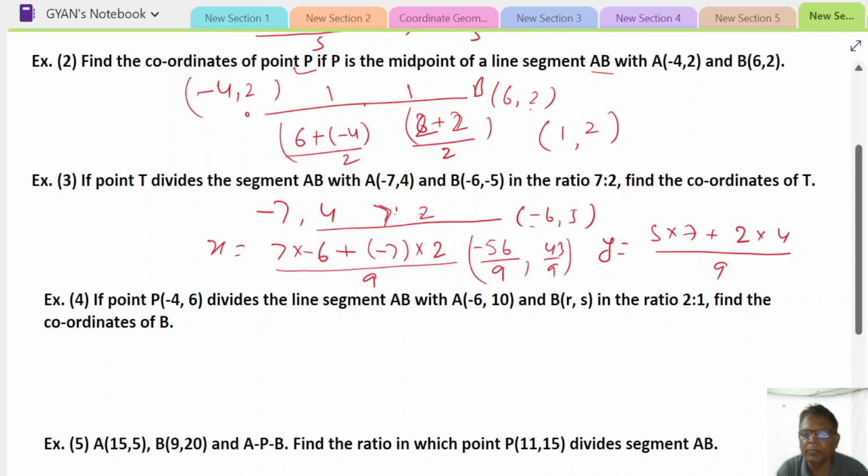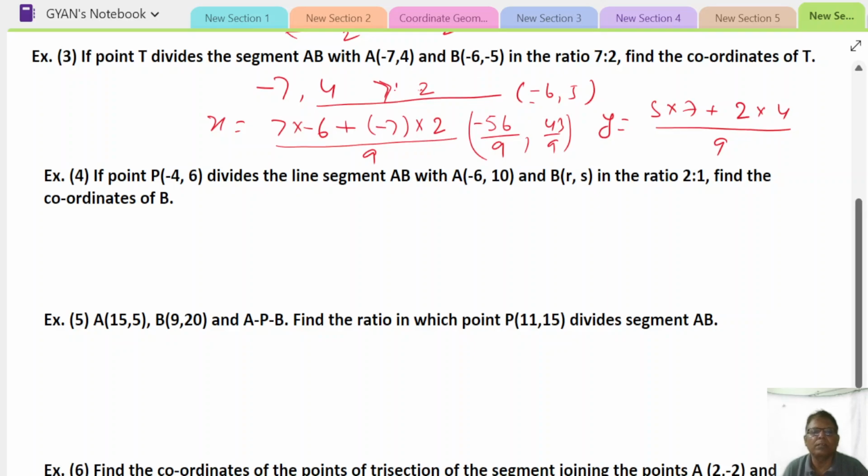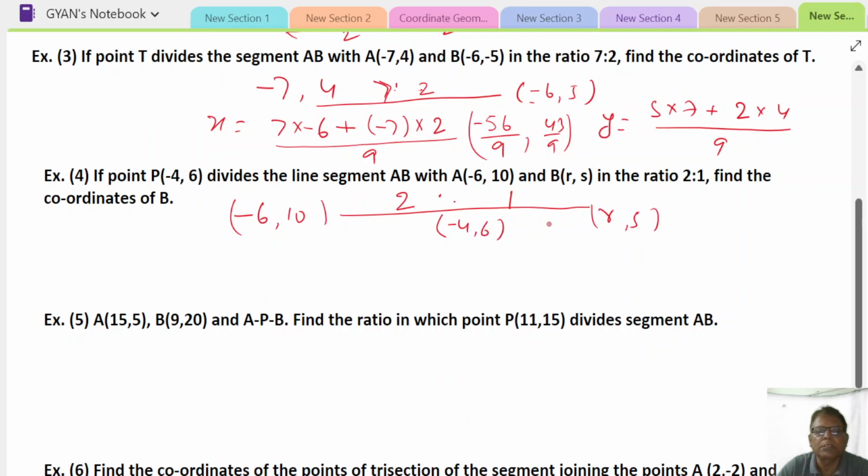Now come to question number 4. A is (-6, 10), and B is (R, S). This is divided in the ratio 2 is to 1, and point P is (-4, 6). So how will we do that? 2 into R plus minus 6 into 1, divided by 3, is equal to minus 4. So 2R is equal to minus 12 plus 6, so that is equal to minus 6. That's R is equal to minus 3.